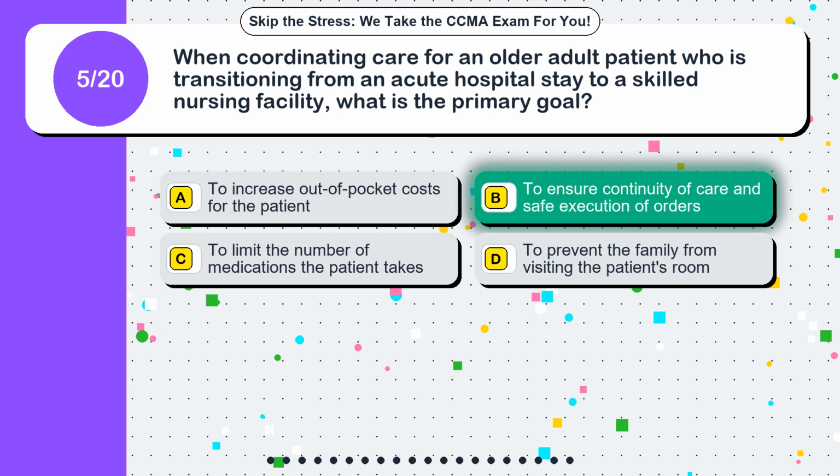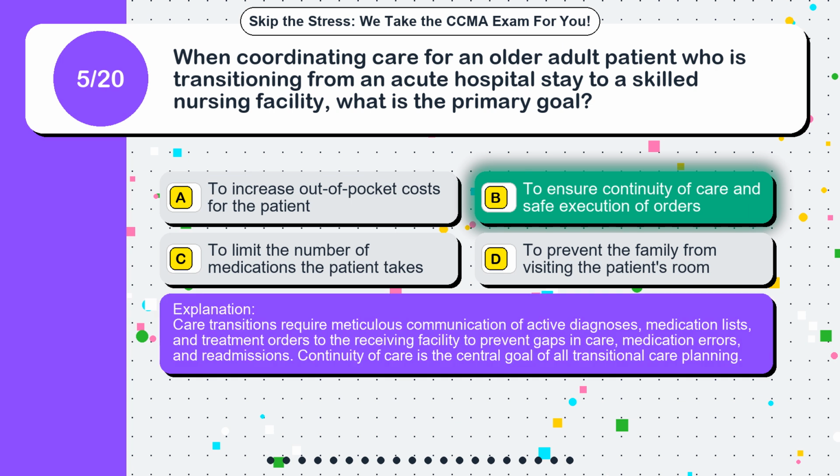The correct answer is option B. To ensure continuity of care and safe execution of orders. Care transitions require meticulous communication of active diagnoses, medication lists, and treatment orders to the receiving facility to prevent gaps in care, medication errors, and readmissions. Continuity of care is the central goal of all transitional care planning.